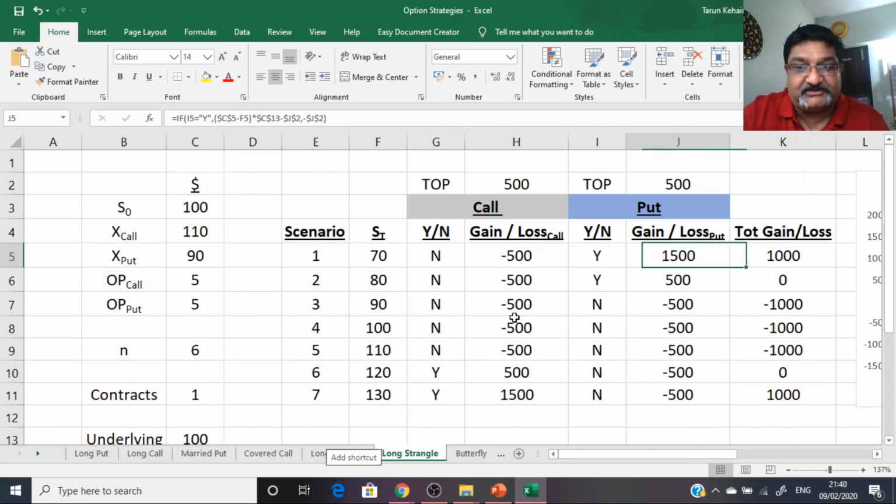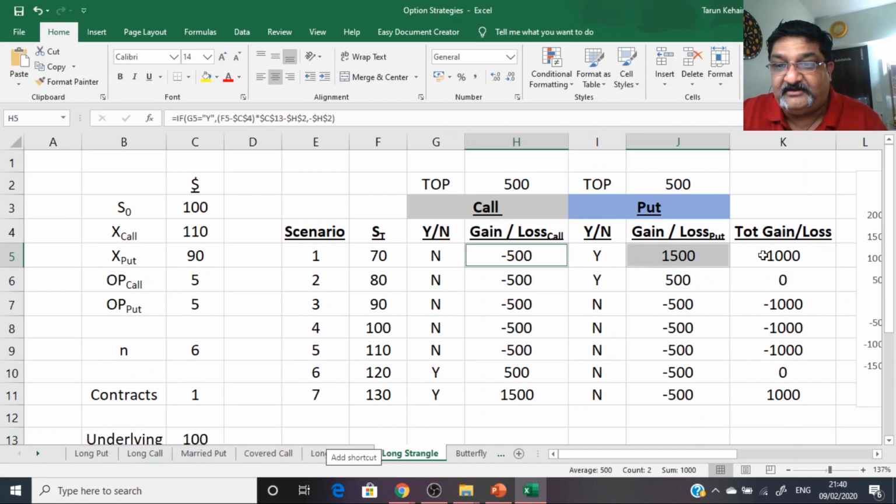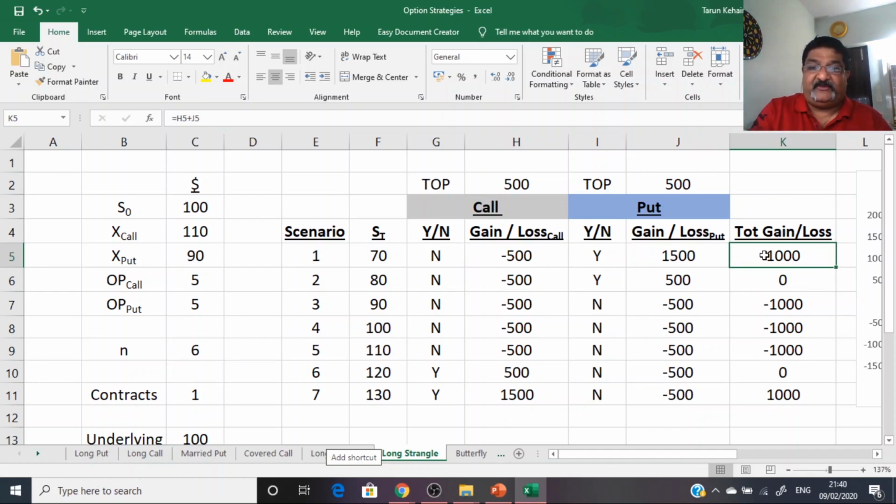Will you exercise the put option? The answer is yes. You can sell it at 90 when the market price is 70. So you make a profit of how much? $20 per share. $20 per share into 100 shares, that is $2,000, minus your option premium of 500 gives you a gain of 1,500. So what's your net gain, guys? Minus 500 plus 1,500, that is $1,000. The same way, the gains or losses in the other scenarios are also worked out.